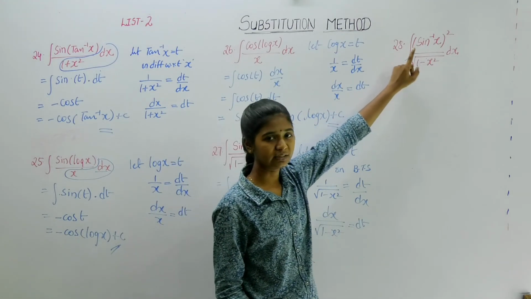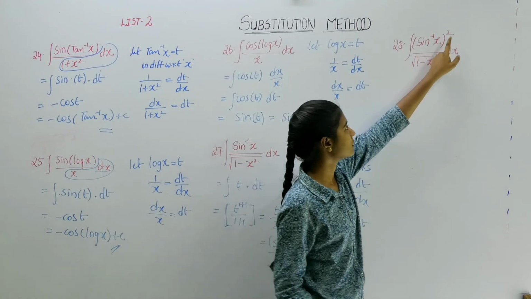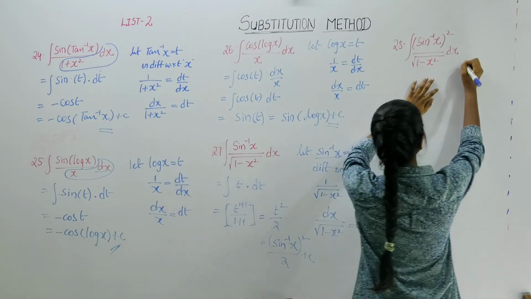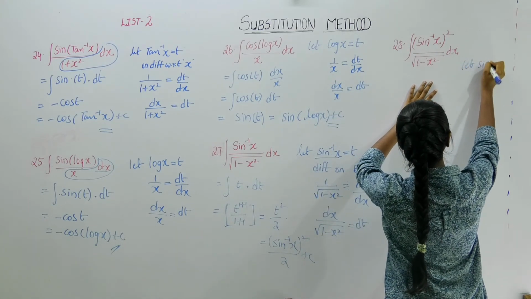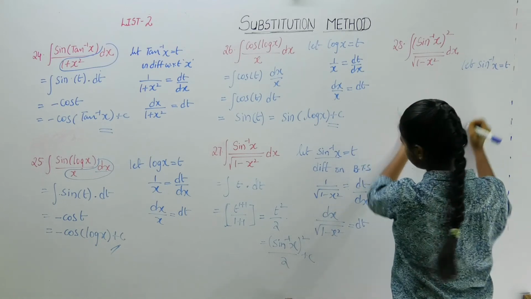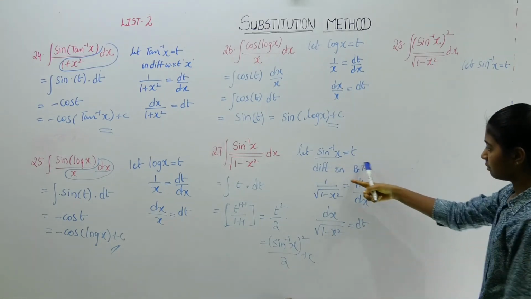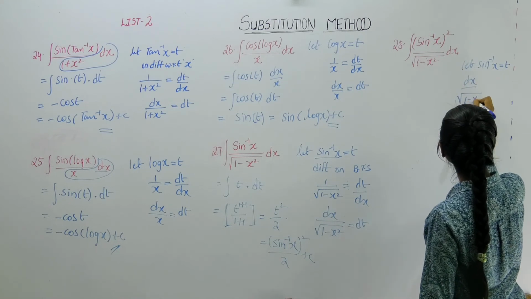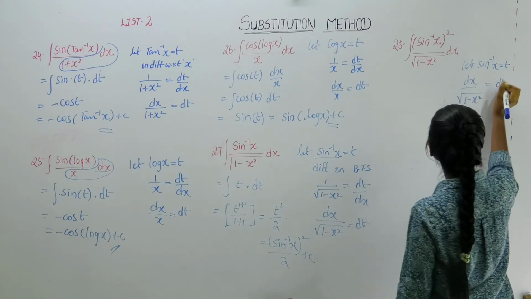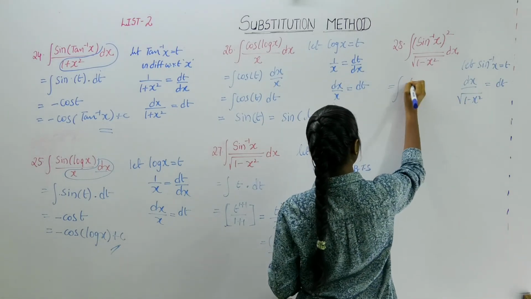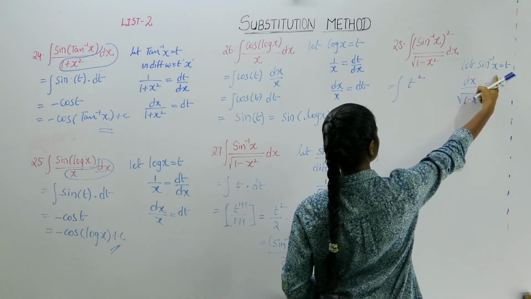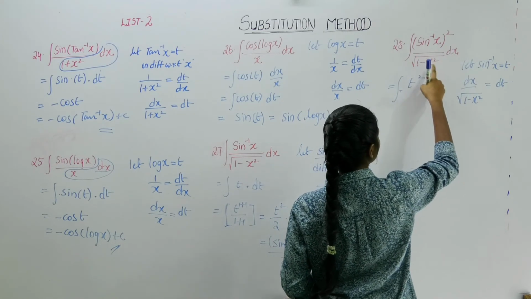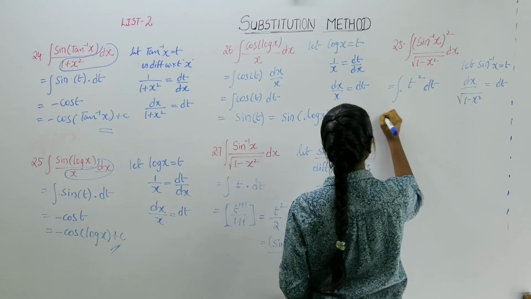Next, 28th one. Integral sin inverse x whole square by square root of 1 minus x square dx. To solve this, let us assume sin inverse x is equal to t. The same assumption. On differentiating both sides, we get dx by square root of 1 minus x square is equal to dt. When we substitute it here, in the place of sin inverse x, I substituted t square, and dx by square root of 1 minus x square becomes dt.